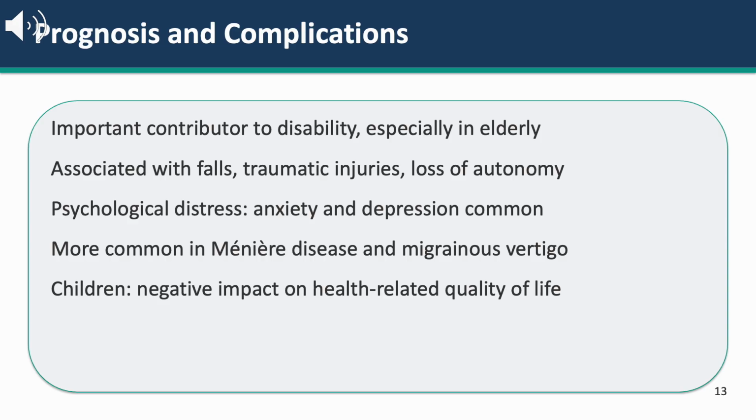Vertigo is strongly associated with both an increased tendency to fall and an increased injury rate from falls among adults. Anxiety and depression are more common in some types of vertigo than others. In particular, anxiety and depression are more common in patients with Meniere disease and migrainous vertigo than in those with benign paroxysmal positioning vertigo or vestibular neuritis. In children, chronic vertigo has a negative impact on health-related quality of life.